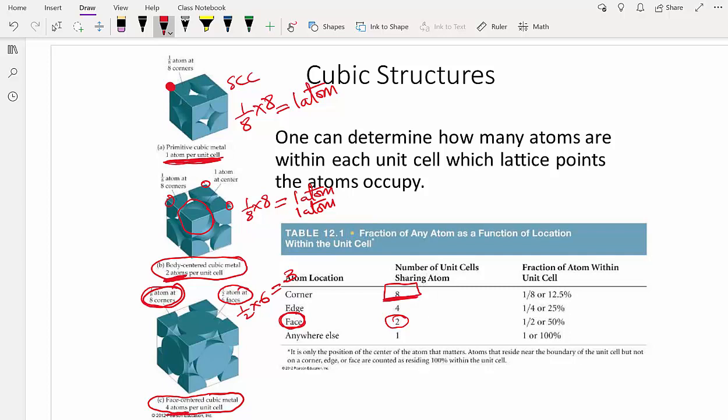Please remember these numbers. There is one more atom location that we have not mentioned here, and that will be the edge. The edge will be this side. And in a cube, we have 12 edges. And each edge is shared by 4 unit cells.